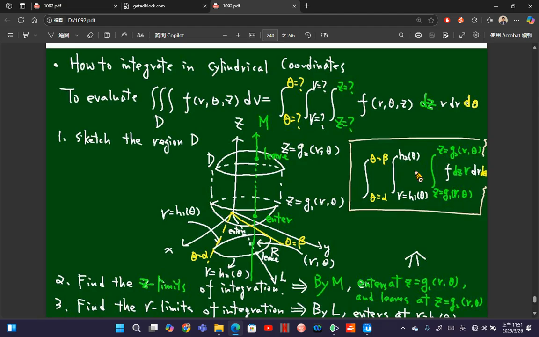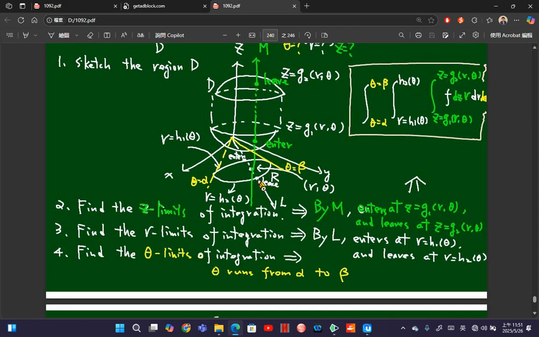So the idea is almost the same. We also have an upper surface that will be described as z is equal to g2 of r comma theta, right? So this is the upper surface. We also have another surface, which we call the lower surface, z is equal to g1 of r, theta. Finally, through these two surfaces, we can construct the region for the integration.